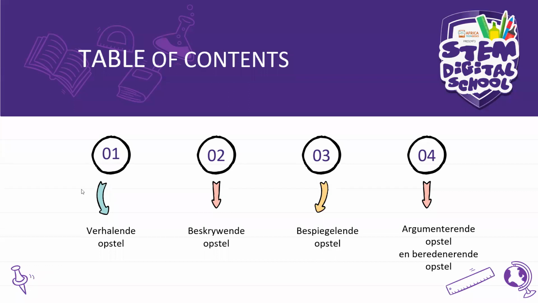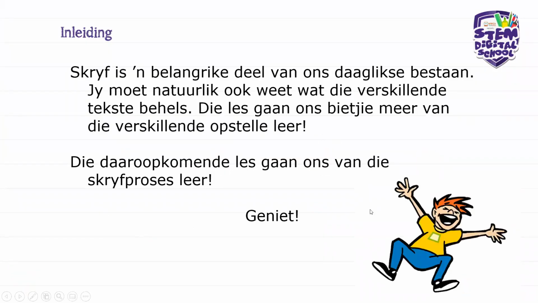All right, guys. So let's see what today's lesson is going to teach us. We're going to look at different types of essays. The first one is the verhalende essay, which is a narrative essay. Beskrywende, descriptive, bespiegelend. I can't remember, but we'll get there. And then argumentative and the beredenerende opstel.